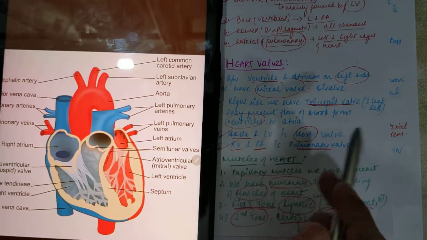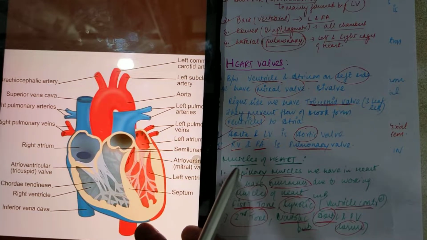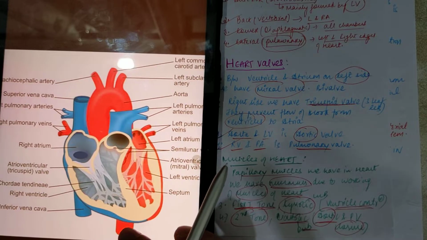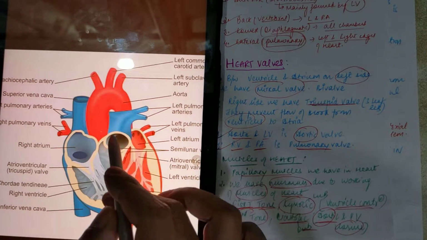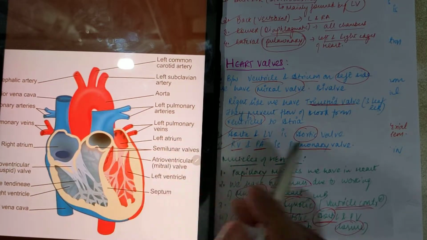And we have the aortic valve. The aortic valve is present between the aorta and the left ventricle, so it will be present here. Clear?